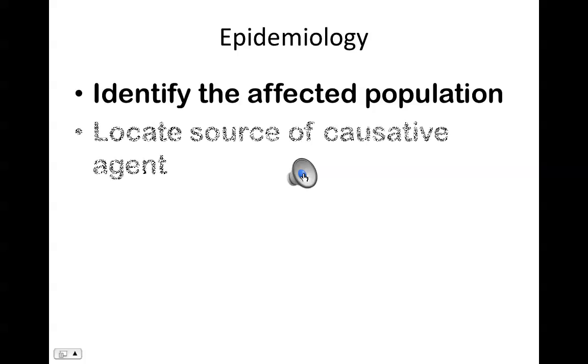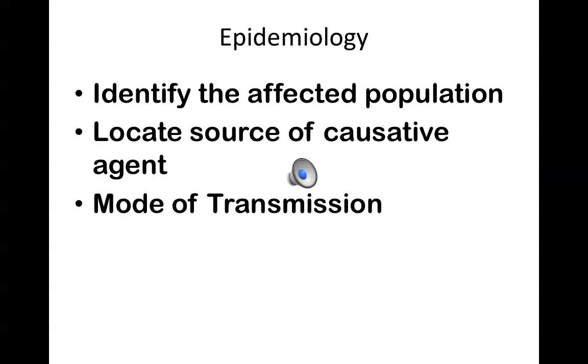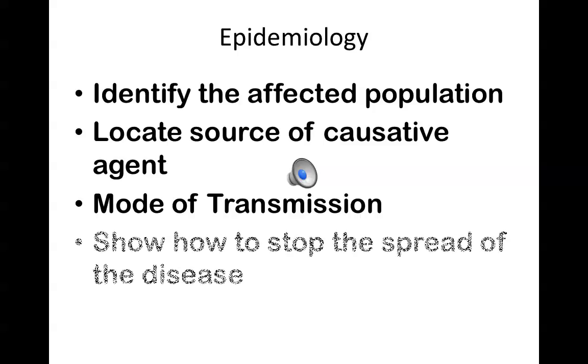We need to be able to identify the affected population, locate the source of the causative agent, mode of transmission, show how to stop the spread of the disease. What are some of the ways that we can accomplish these steps?